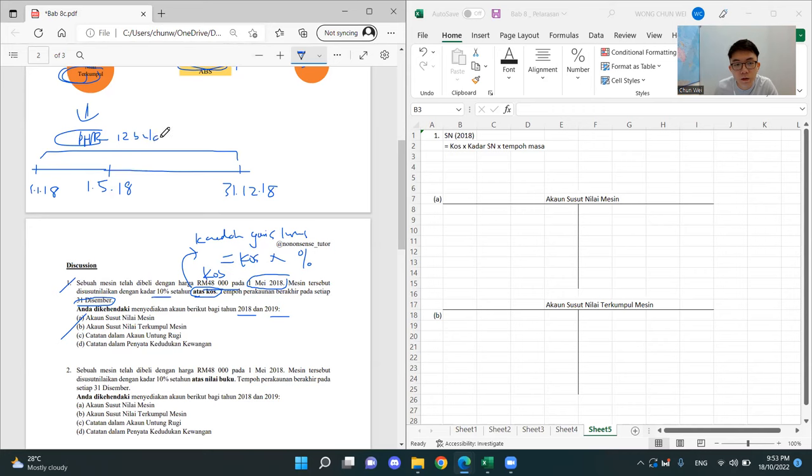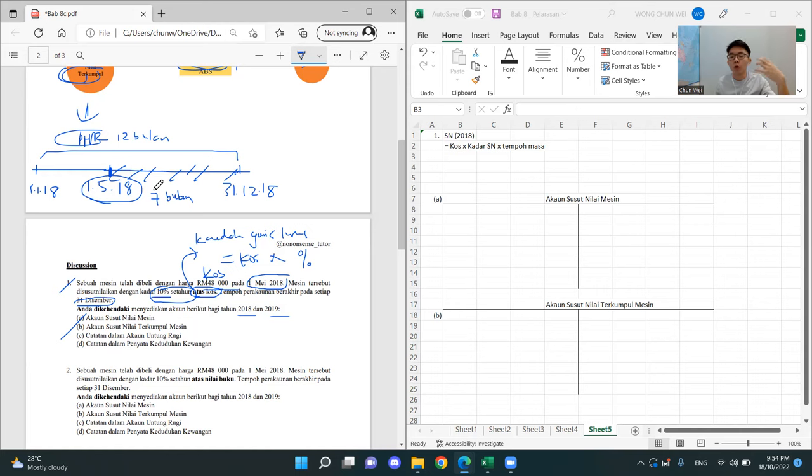12 bulan. Betul tak? Tapi when we buy here, maksudnya we only start using the machine from 1st of May. So that will be how many months? May, June, July, August, September, October, November, December. Maksud from here is just about 7 bulan. Faham tak? And can you see this 10% is for setahun. But then kita hanya guna 7 bulan saja.